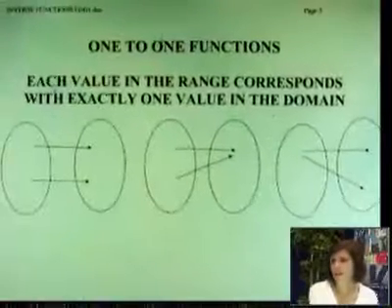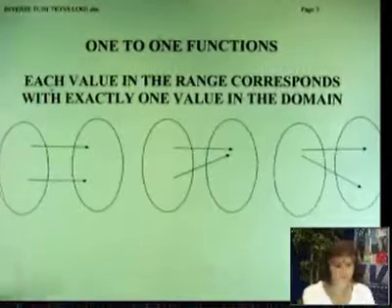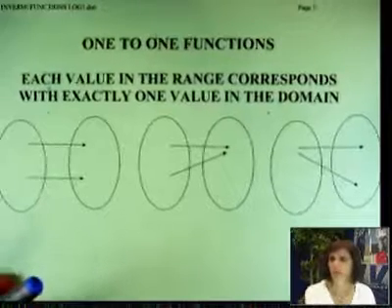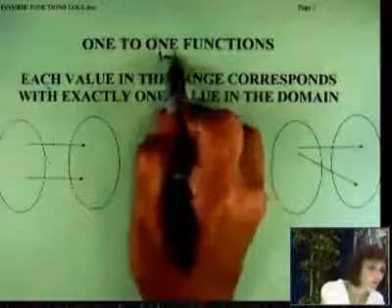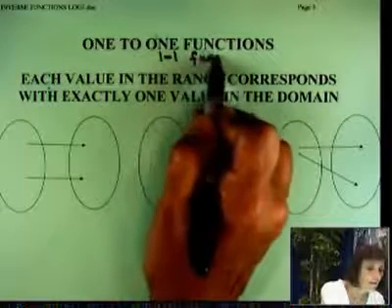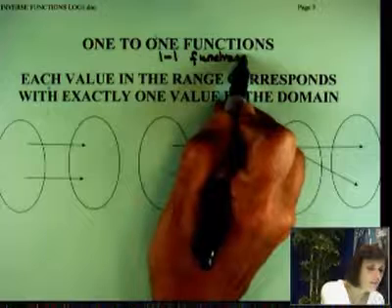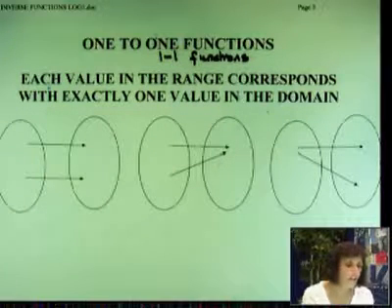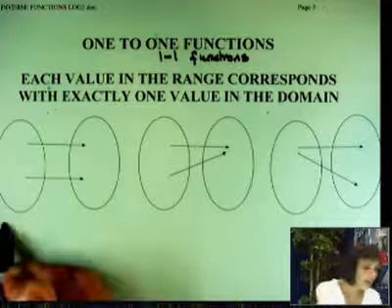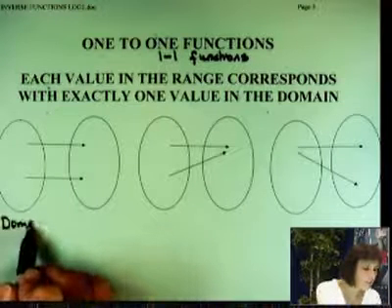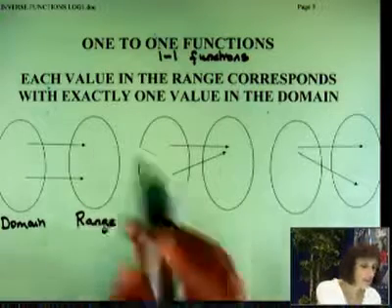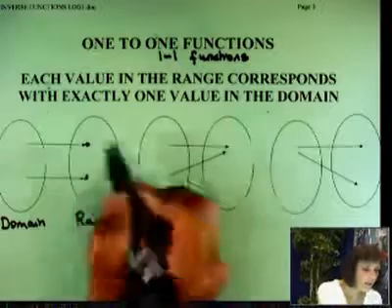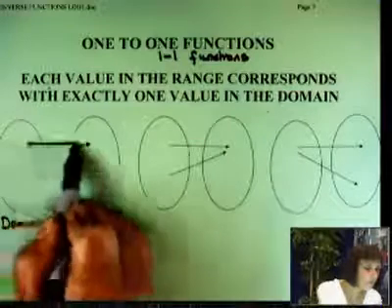All right. Now let's go and review something else. We are going to look at one-to-one functions. Sometimes in shorthand they go, okay, one-to-one functions. All right. What a one-to-one function is, each value in the range corresponds with exactly one value in the domain. The starting set is called domain. The ending set is called the range. Each in the range will only correspond to one in the domain.